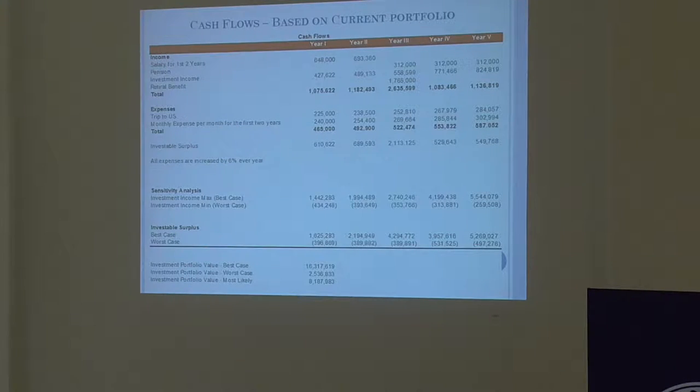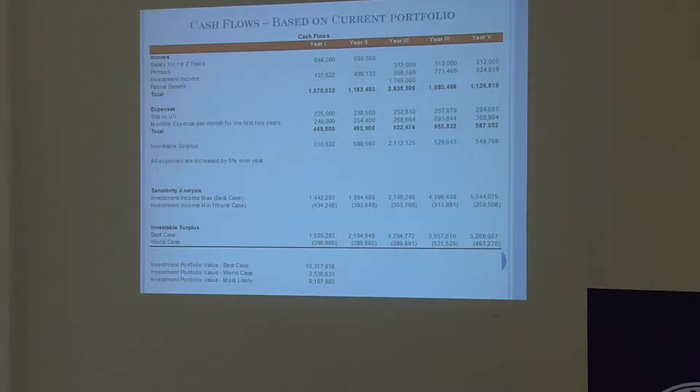Now, what all expenses, 6% rate of inflation is up here. Now, I am doing a sensitivity analysis, best case and worst case. Best case 34% upside, worst case 10% downside. Okay, so taking into consideration the best case and the worst case, the investable surplus in the best case is 160 lakh and in the worst case it could be a loss.